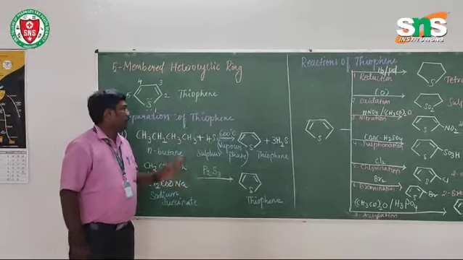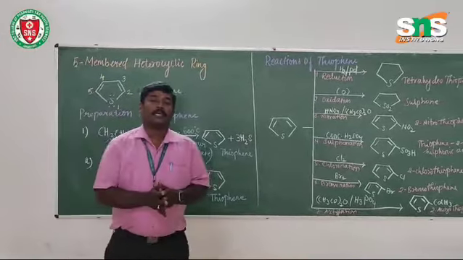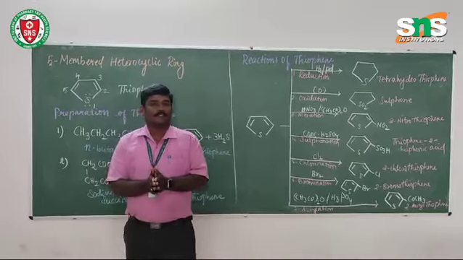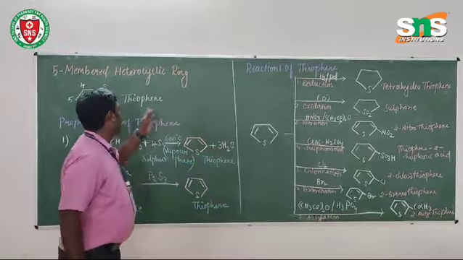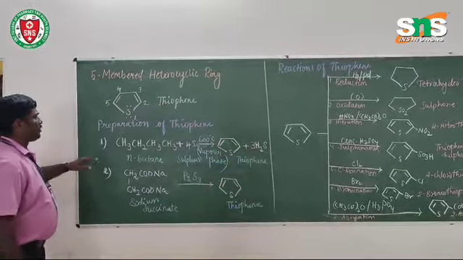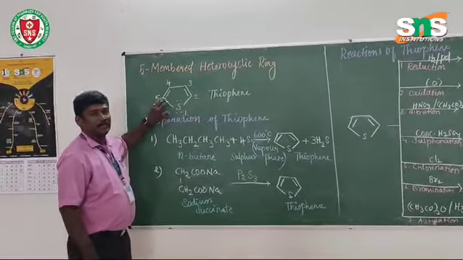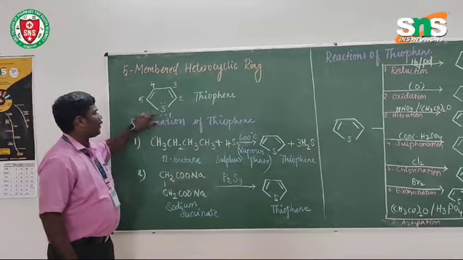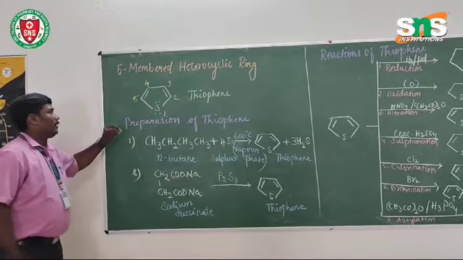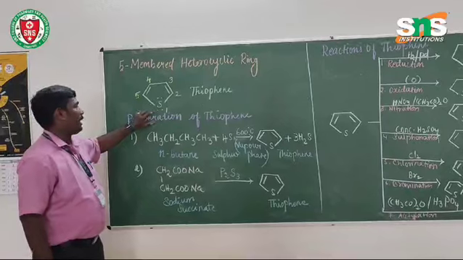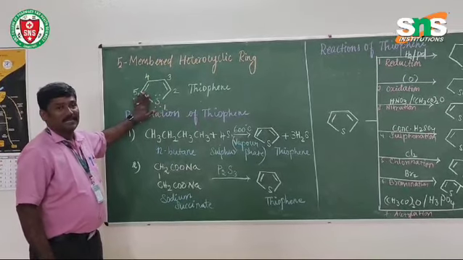Hi everyone. Now we are going to discuss the synthesis and reactions of thiophene. Let us see the structure of thiophene first. This is the structure of thiophene. This thiophene is a 5-member ring with one heteroatom. The heteroatom will be sulfur.